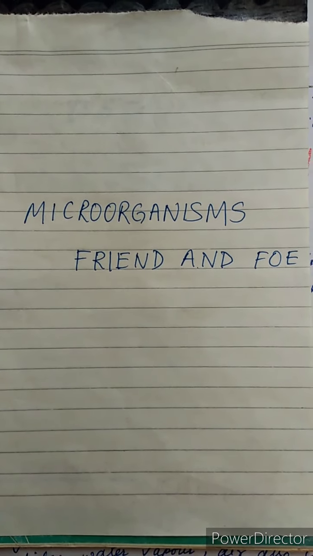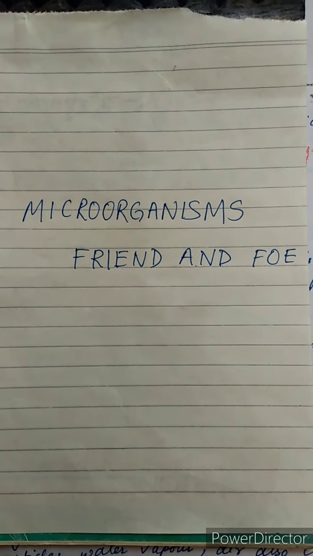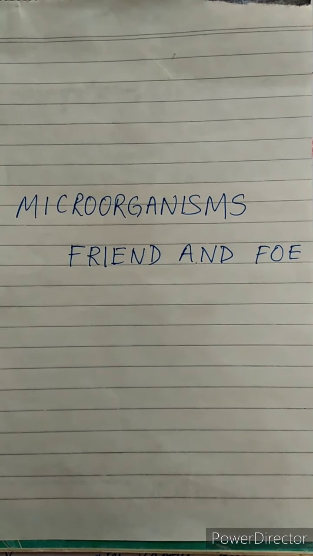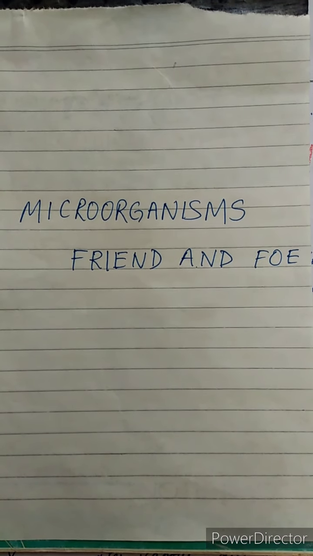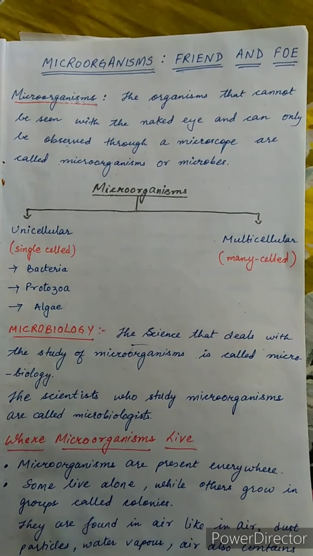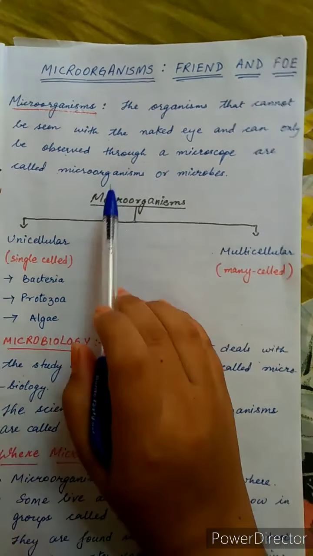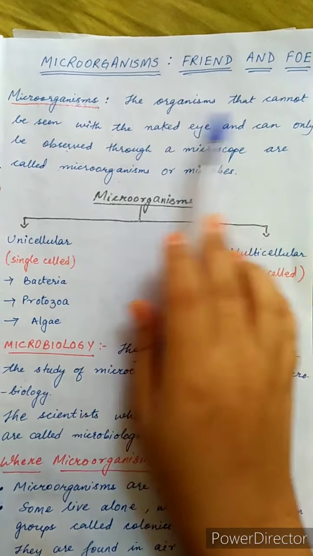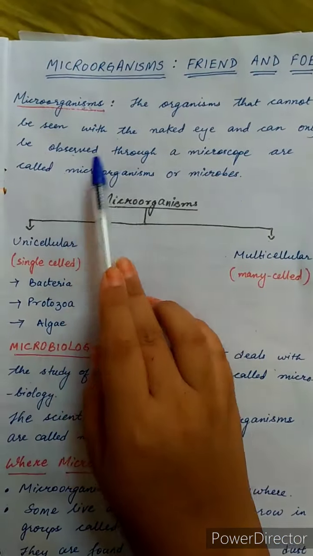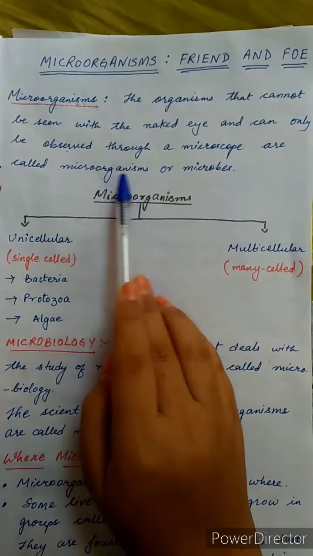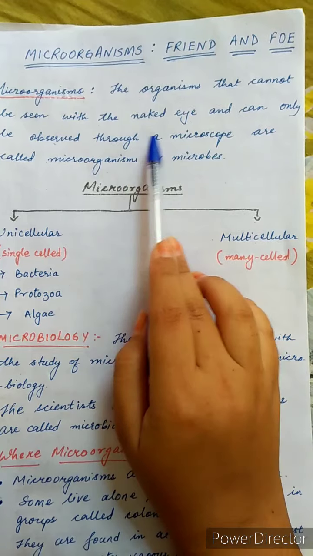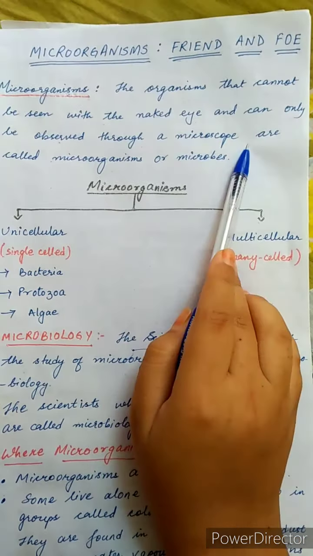Today we will discuss a topic called microorganisms, friend and foe. This topic is not only for high school students but also for college students. So let's start. So, what are microorganisms? The organisms that cannot be seen with the naked eye and can only be observed through a microscope are called microorganisms. It means we cannot see them with our naked eye and they can only be observed through the microscope.